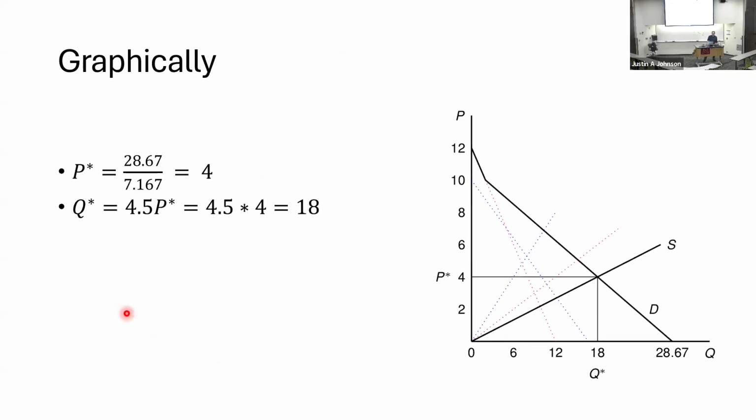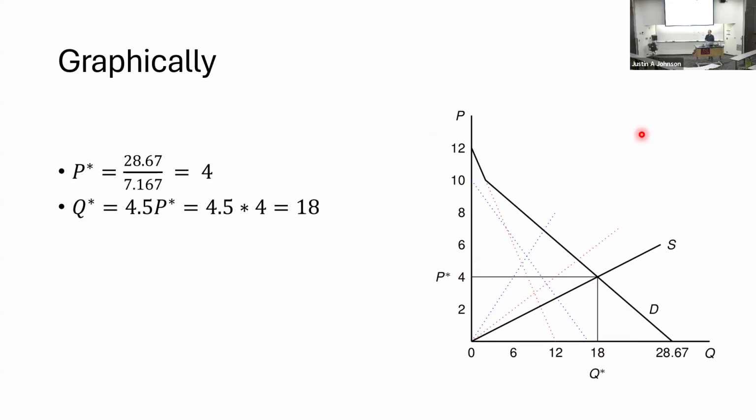Okay. But just tying all the pieces together, here's one graph that shows it all. P star is 4. Q star is 18. And so we know we did our algebra right when that combination of P and Q indeed goes to the point where supply equals demand. Okay.